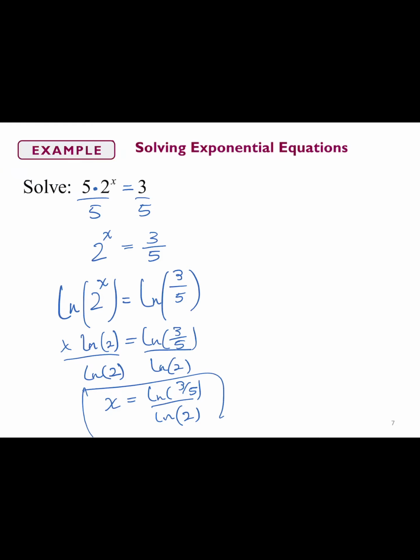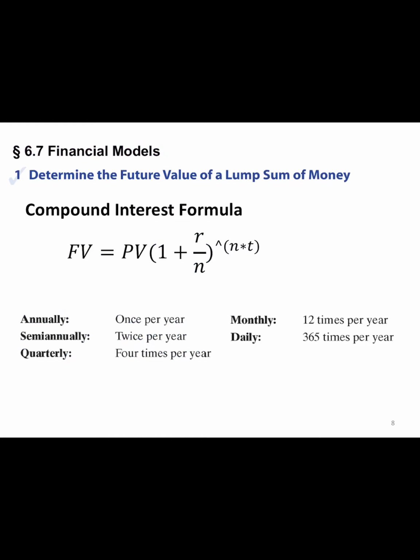Alright, now we're going to mosey on over to 6.7 to grab those exponential financial models with compound interest and continuous compounding. So first we're going to jump into compound interest. Notice we have FV, that stands for future value. PV stands for present value or principal investment.